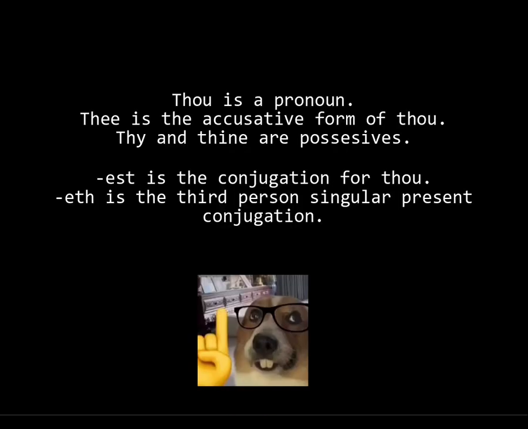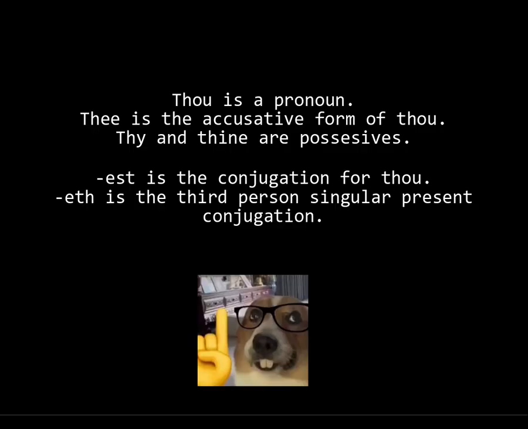Firstly, what are they? Basic overview is that thou is a pronoun, specifically second person singular, like you. Thee is the accusative form of thou, used when thou is the recipient of action, like how you say he gave to me, and not he gave to I. Thy and thine are possessives, with thy being used like your, like in thy house, and thine being equivalent to yours. S is the conjugation for that, used with thou. You don't say thou give, you say thou givest.